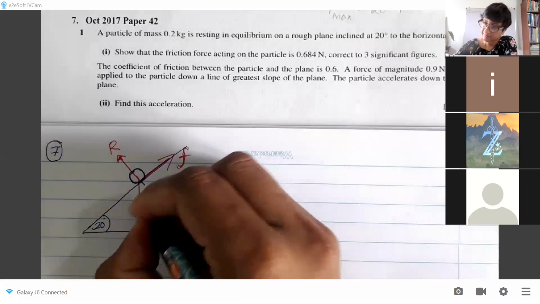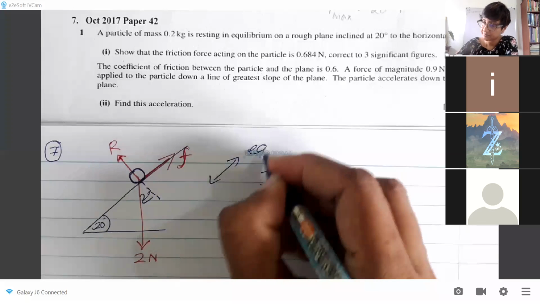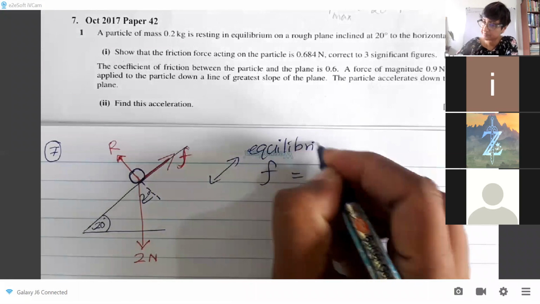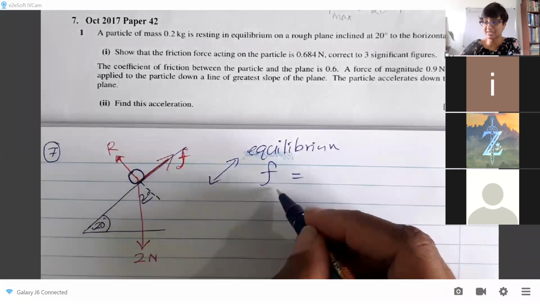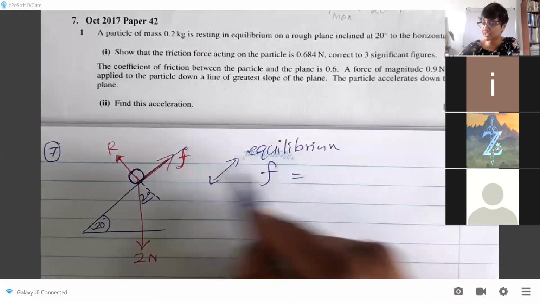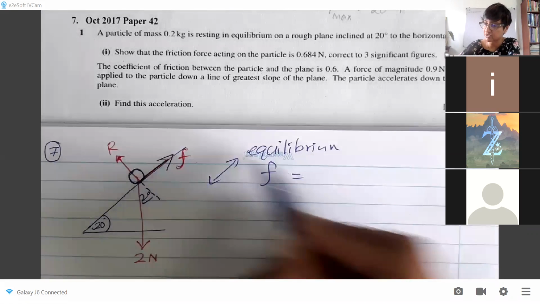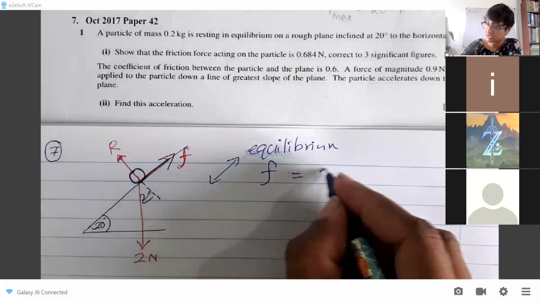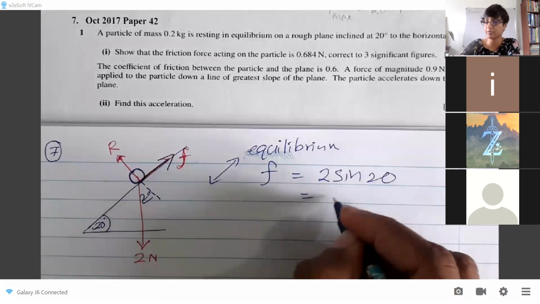And then F is equal to 2. This is 20. This is horizontal equilibrium. F is equal to... you don't find this using mu R because it is not F max. It's just friction, some friction. So that is equal to, it's in equilibrium, so upward force must be equal to the downward force, that is 2 sine 20. So you have to get 0.684 there.